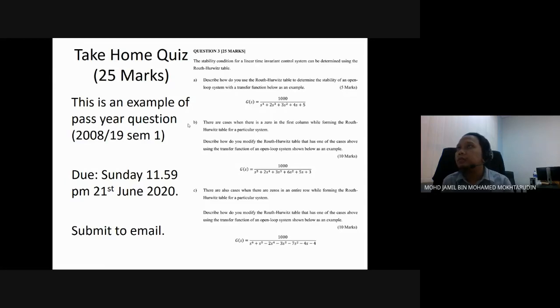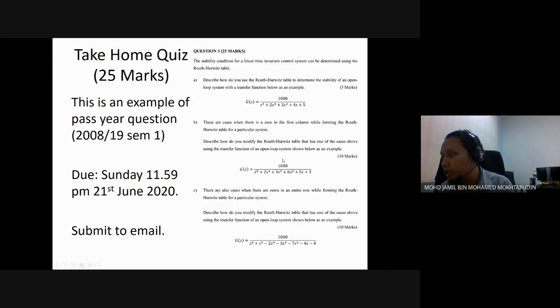Actually, the answer is simple. You just draw the table, fill in the table, the first 2 rows with the coefficient alternatingly, and then calculate the determinant. For question number 2, whenever you have 0 in the first column, you reverse the coefficient. For example, question number C, whenever you have zeros in the entire row, you need to differentiate the row above. So that's the answer that I'm looking for.